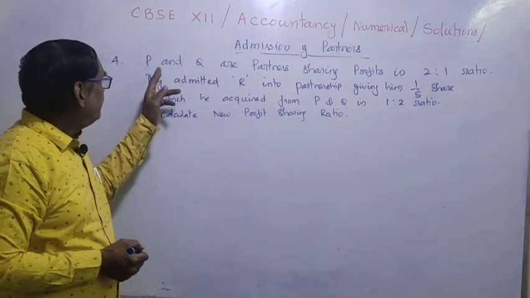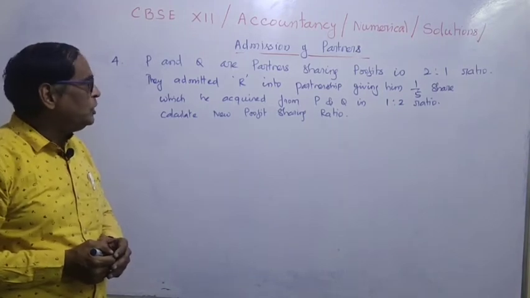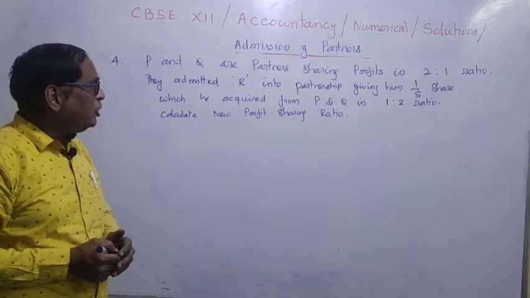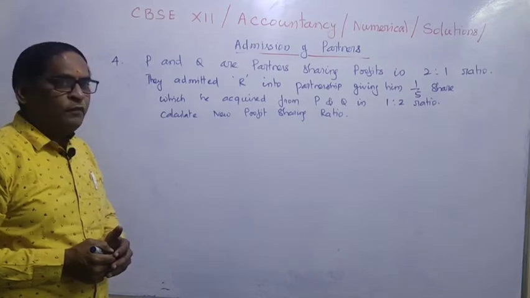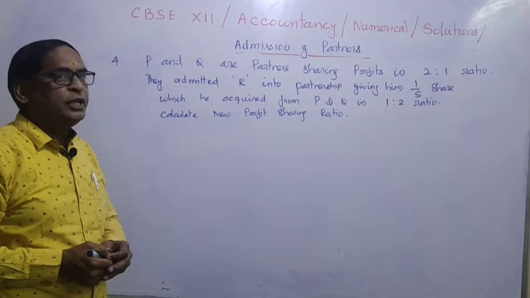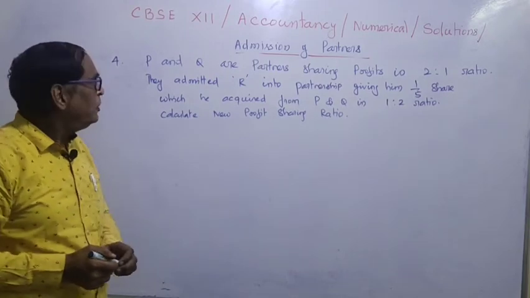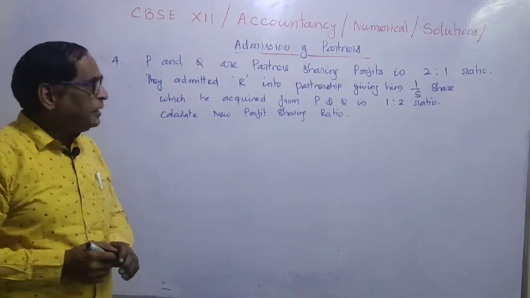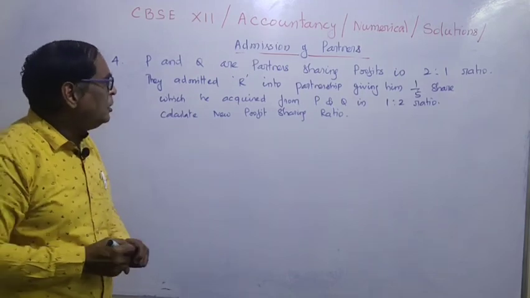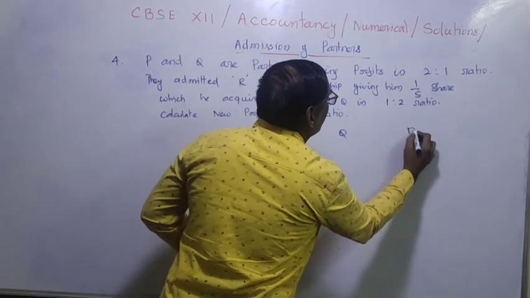The next one is: P and Q are partners sharing profits in the ratio 2:1. They admitted R into partnership, giving him 1/5 share which he acquired from P and Q in the ratio 1:2. Calculate the new profit sharing ratio. So there are two partners and one partner has been admitted, R. So let's solve for P, Q and R.